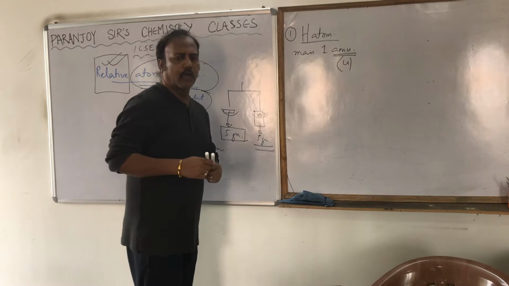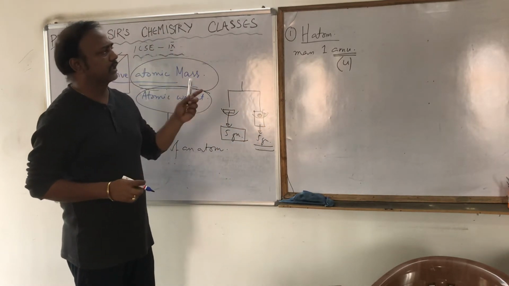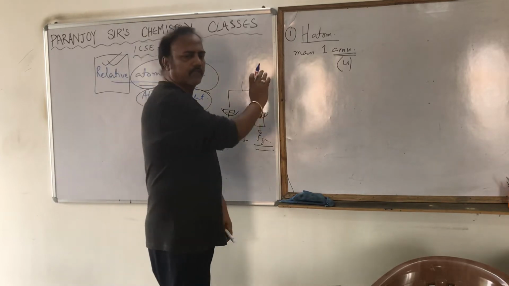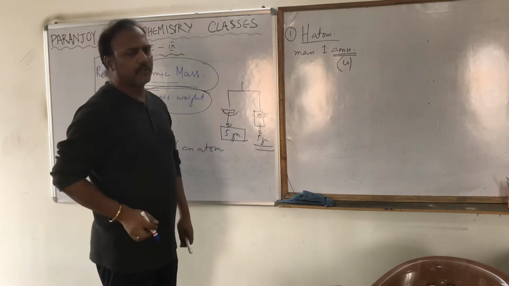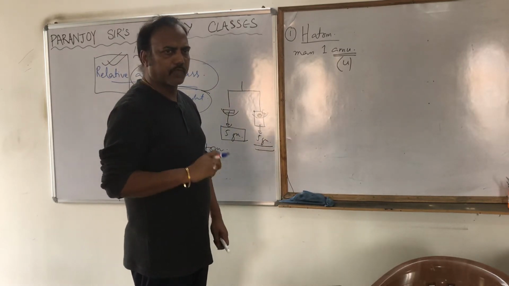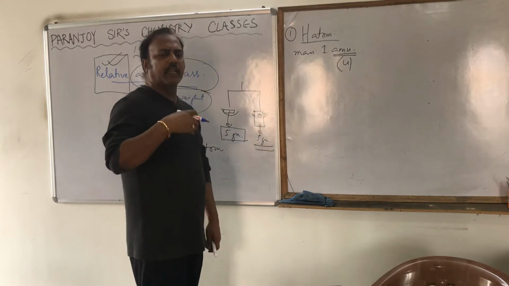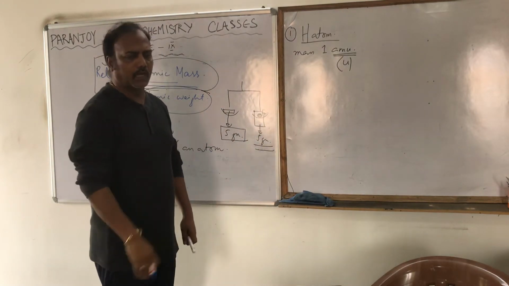So what we were saying is that the mass of hydrogen atom was considered as 1 AMU. Now, by considering the mass of hydrogen atom as 1 AMU, we calculated the mass of the other atoms. How? Suppose any atom, how much heavier it is in comparison to the hydrogen atom.